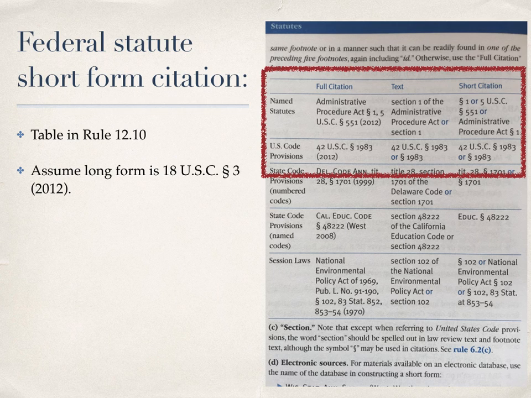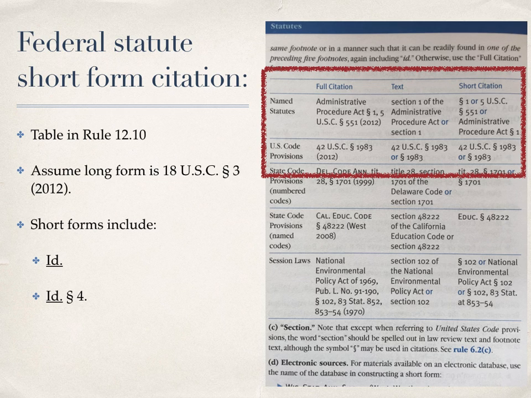They have the named statutes listed above U.S. Code provisions. Again, you're more likely to be using U.S. Code provisions than named statutes, but be aware that there are some subtle differences between them. Your short forms for 18 U.S.C. Section 3, published in 2012, might include id. Id. is a perfectly acceptable way of citing to a statute when your prior citation was to the same exact statute and provision.